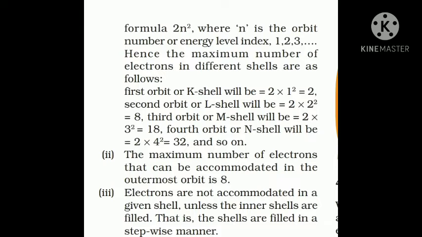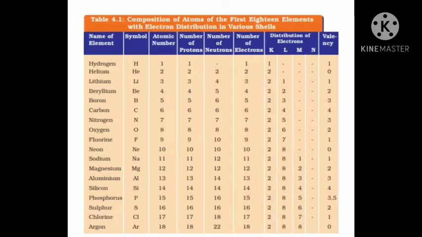Electrons are not accommodated in a given shell unless the inner shells are filled. That is, the shells are filled in a stepwise manner. Point 1. The composition of atoms of the first 18 elements with electron distribution in various shells is given: name of the element, symbol, atomic number, number of protons, number of neutrons, number of electrons, distribution of electrons in K, L, M and N shells, and valency.